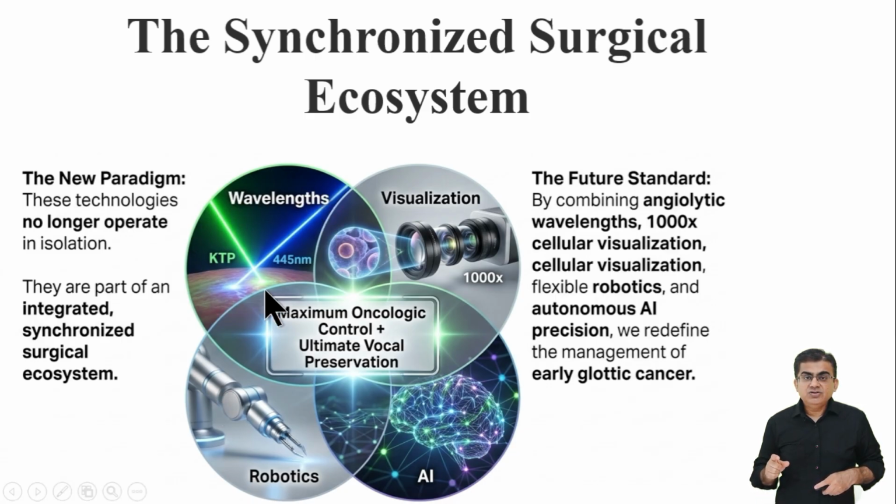Second, we have our advanced visualization giving us 1000 times cellular magnification. Third, we have highly flexible robotics to drive this energy around tight corners. Fourth, we have autonomous artificial intelligence to guide our precision. When you perfectly combine these four tools, you achieve our ultimate surgical goal. You achieve maximum oncological control combined with ultimate vocal preservation. This beautiful convergence of technology will completely redefine how we manage early glottic cancer in the future.